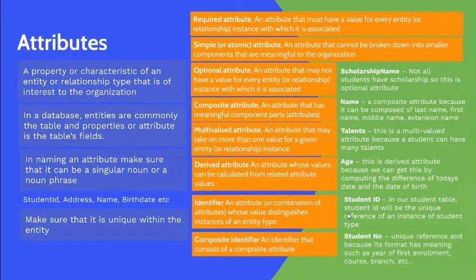Composite identifier, an identifier that consists of a composite attribute such as a student number. This is a unique reference, and because its format has meaning such as year and last enrollment, course, branch, etc., this can be called composite identifier.